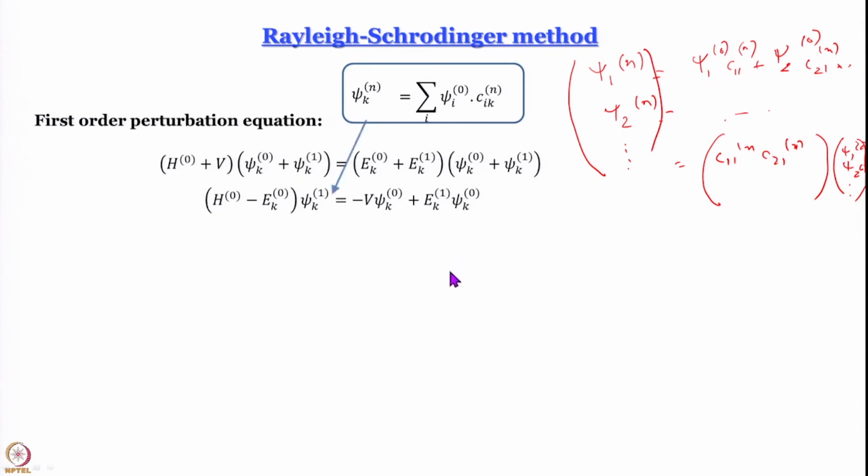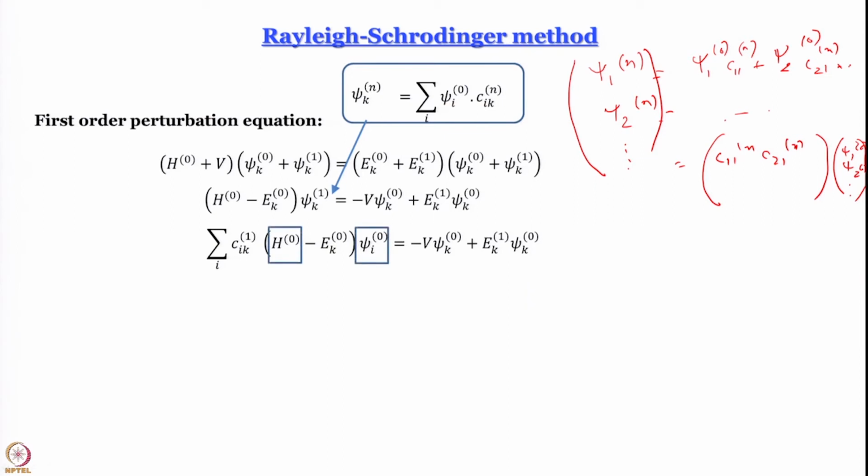So, now I am going to plug in the expression for psi k nth here, putting n equal to 1. Okay. So, I get the sum over i of C i k 1th multiplied by H 0th minus E k 0th operating on psi i 0th is equal to minus V psi k 0th plus E k 1th psi k 0th. Okay. I have just taken this and plugged it in here.